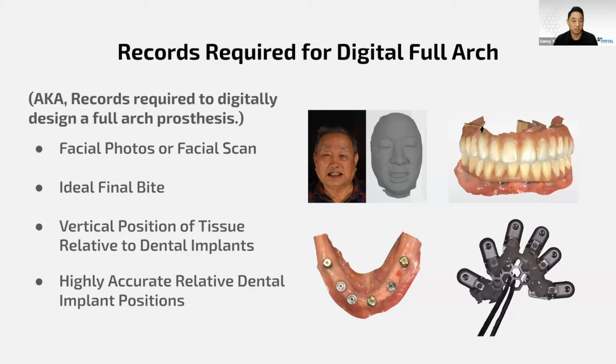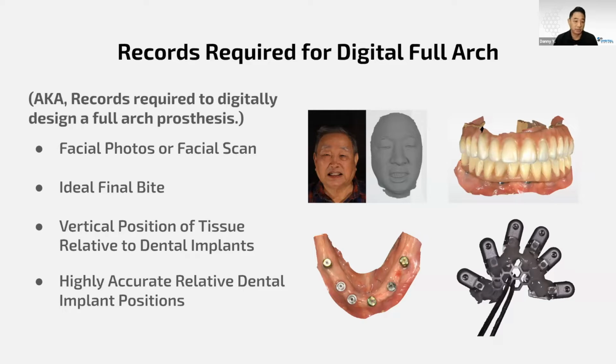We also want to make sure we capture an ideal final bite, which means the bite that you submit as a record to your lab for them to digitally design a prosthesis is the bite that you want the patient to end up in their new prosthesis, not their current bite. So if their current bite is collapsed or if there are any other issues with their bite, then those things need to be mostly corrected if you can before you capture this record, so that your designer knows exactly how they're going to design that prosthesis.